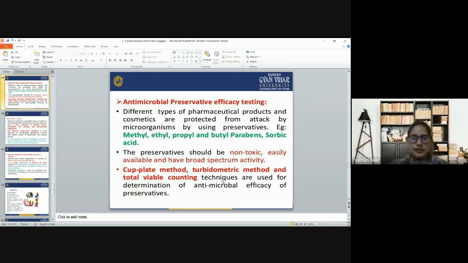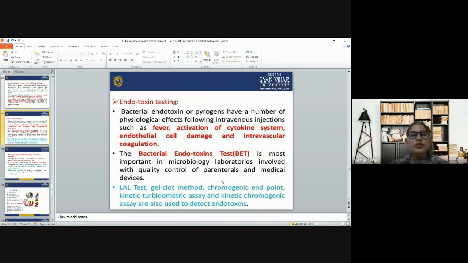Now, endotoxin testing. Microbiology is also used in the pharmaceutical industry for endotoxin testing. Bacterial endotoxins or pyrogens have a number of physiological effects following intravenous injection, such as fever, activation of the cytokine system, endothelial cell damage, and intravascular coagulation. So the bacterial endotoxin test, that is the BET test, is most important in the microbiological laboratory, and it is involved in the quality control of parenterals and medical devices. The gel clot method, chromogenic endpoint method, kinetic turbidometric assay and kinetic chromogenic assay are also used to detect endotoxins.